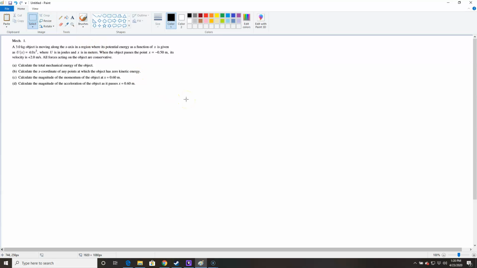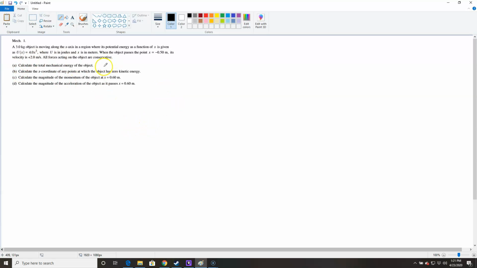This energy example comes from 2009 AP Physics C Mechanics. It tells us there's a 3 kilogram object moving along the x-axis in a region where the potential energy as a function of x is given by 4x squared. The potential energy is measured in joules, x is in meters, and we're told that as the object passes the position of negative 0.5 meters, the velocity is 2, and all forces acting on the object are conservative. What that tells us is that our total energy quantity will not change.